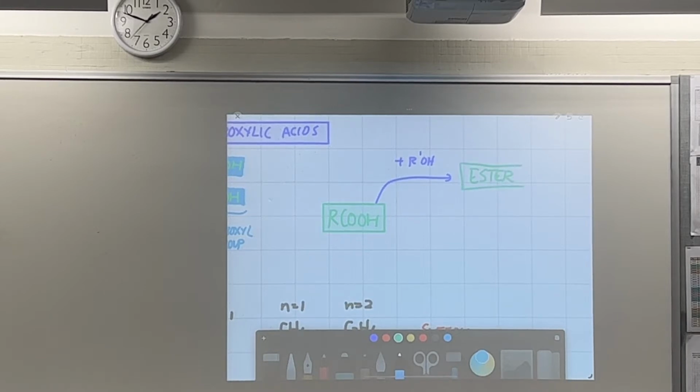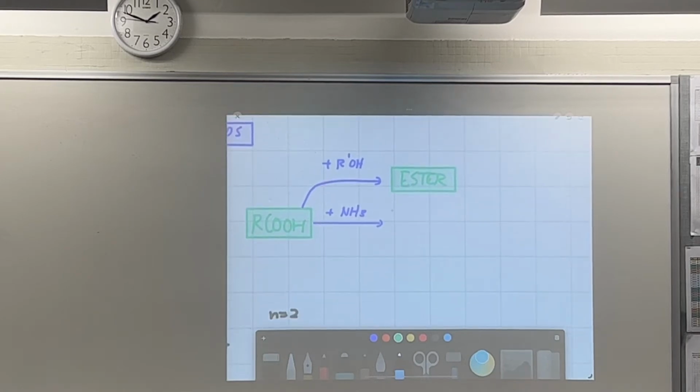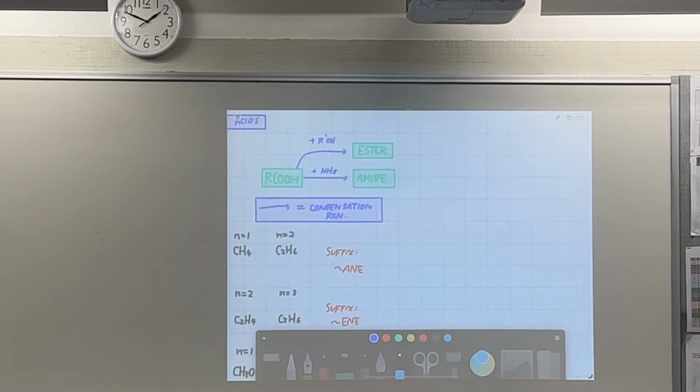And they can react with ammonia to form what we call the amide. Yeah, and these reactions, going to the right, we call condensation reactions. So condensation means the joining of two molecules to form water as the other product. Okay, so these are condensation reactions. So we will look at them now.